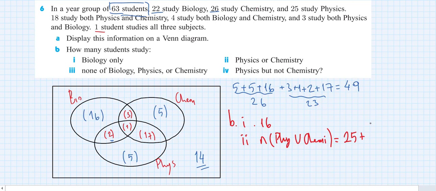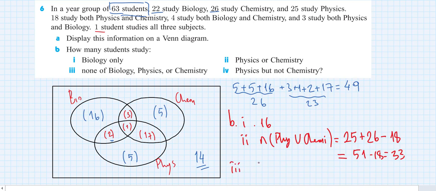Physics and chemistry, 26. Then there are some students who take both of them, so I need to subtract the students who take both of them, which is 1 and 17, 18 students. 18 students take both physics and chemistry, so I just need to subtract because I am counting them twice when I add 25 and 26. When I add this, it will be 51 minus 18, and it will give me 33 students.